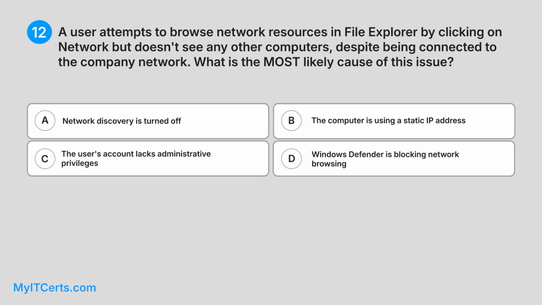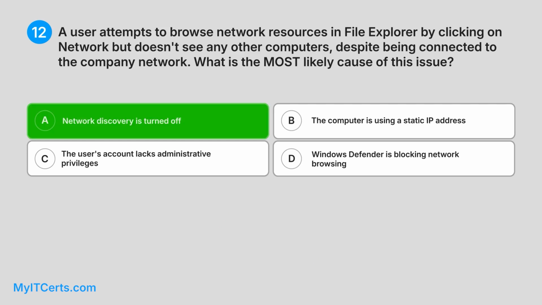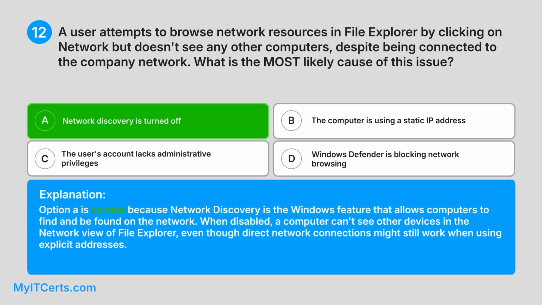Correct answer: A. Network discovery is turned off. Explanation: Option A is correct because network discovery is the Windows feature that allows computers to find and be found on the network. When disabled, a computer can't see other devices in the network view of File Explorer, even though direct network connections might still work when using explicit addresses.